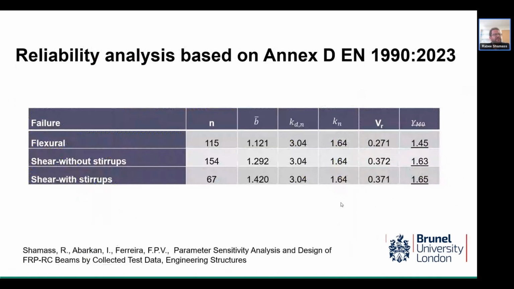By using reliability analysis based on Annex D of Eurocode 1, we propose a partial factor for flexural and shear design. And you can see the flexural was around 1.45, while for the shear we propose 1.65 by using the Annex D procedure. But it's worth pointing out that the partial factor doesn't take into consideration the type of failure. So if we divided the data into two groups based on the failure mode of the reinforced concrete beams, we may have a less conservative partial factor for flexural design.